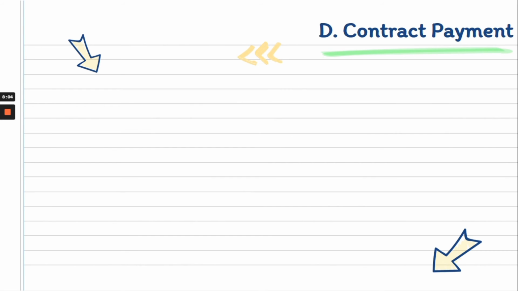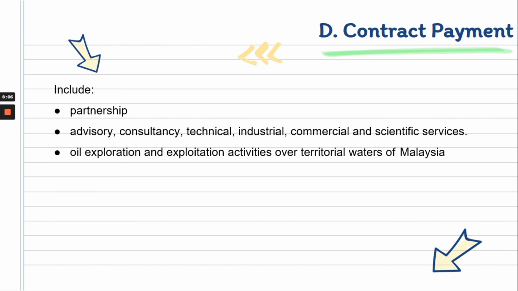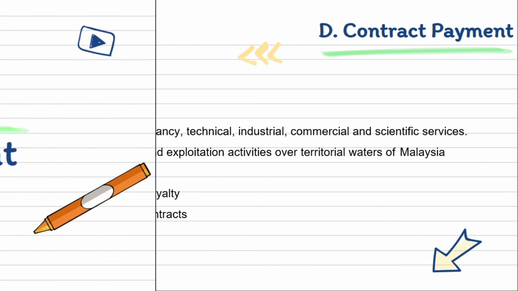Further definition, this contract payment will include partnership, advisory, consultancy, technical, industrial, commercial, and scientific services, or include oil exploration and exploitation activities over the territorial water of Malaysia. But a payment would not be contract payment if it falls under right to use, which is royalty, and also under employment.